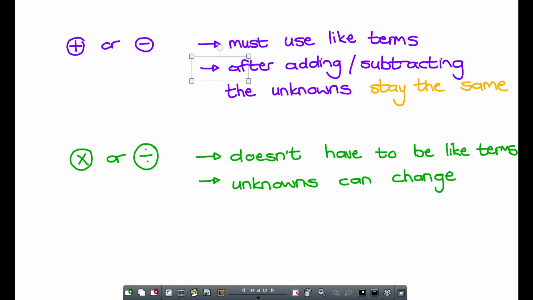But when we multiply or divide, then we do not need to have like terms. You can multiply or divide anything with each other, no? But when we do multiply or divide, then it means that the unknowns or the variables are going to change. All right, so let's look at examples.